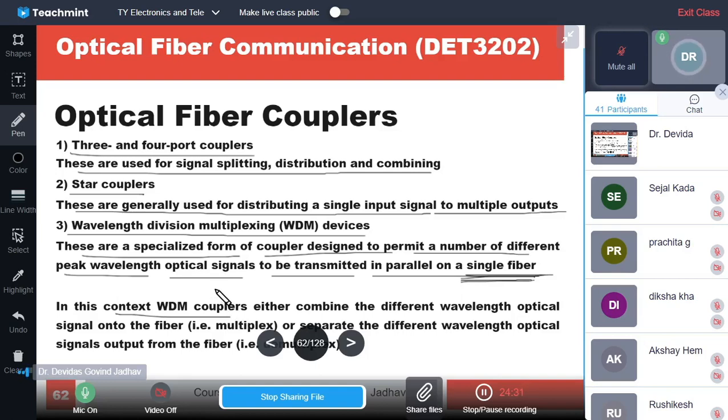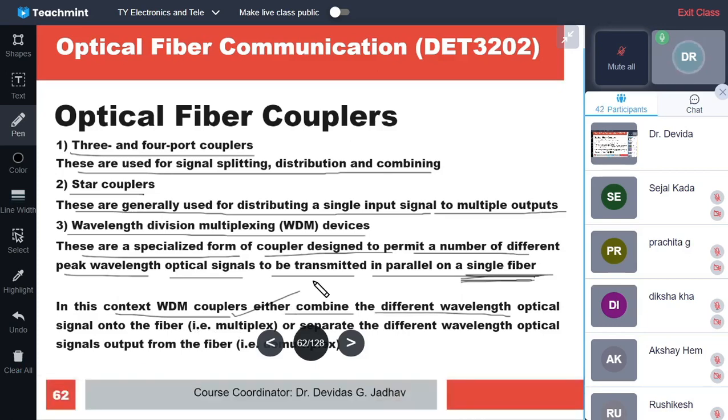So in context with the WDM coupler, either combining the different wavelength optical signals into a fiber is called multiplexing, or separating the different wavelength signals from the fiber is called demultiplexing. So two operations are there in WDM, multiplexing and demultiplexing. Multiplexing is combining different signals into a single fiber, and demultiplexing is separating out different wavelengths from the combination of wavelengths.